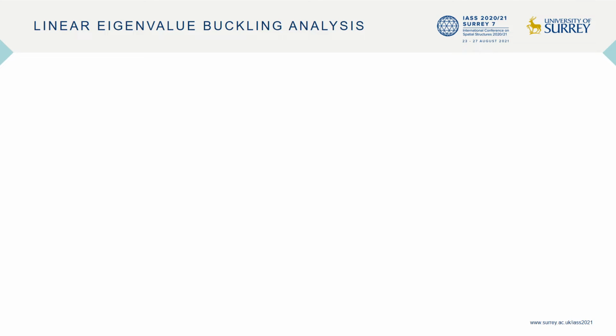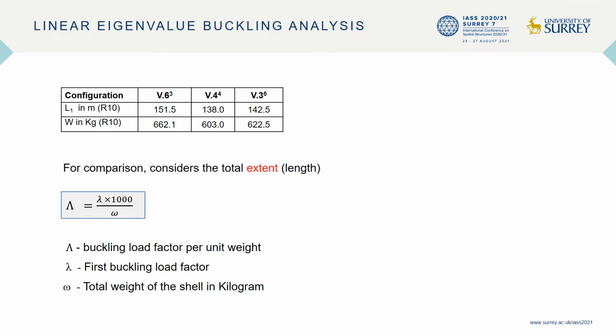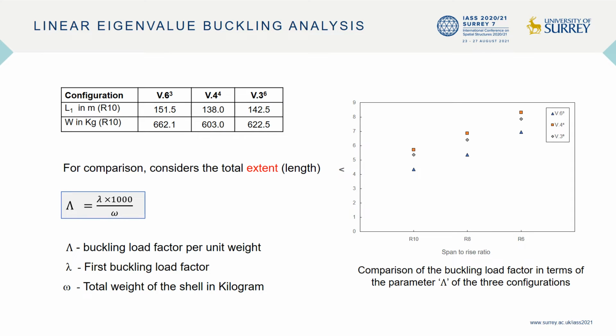Now to the buckling load factor. As the weights of the three configurations are different, a new parameter is introduced for comparison of the buckling load factor. The parameter is defined by dividing by the total weight of the structure. The graph shows the variation of the load factor for different rise-to-span ratios of the configurations. The figure shows that the buckling load factor increases as the rise of the shell increases for all three configurations.